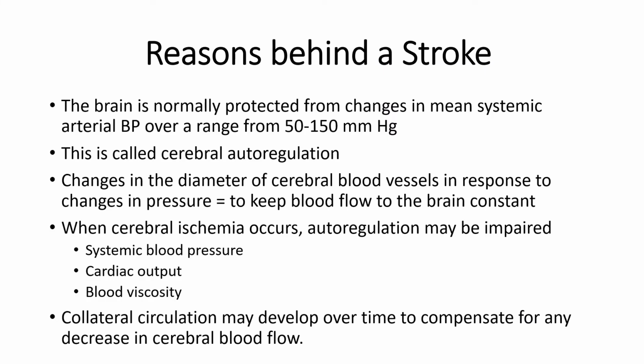So reasons behind a stroke. Why do strokes happen? So the brain is actually normally protected from changes in mean systemic arterial blood pressure over a range from 50 to 150 millimeters of mercury. This is actually called cerebral autoregulation, and we talked about that with ICP as well. So remember, our cerebral blood vessels, they constrict and they dilate, and they change depending on what kind of pressure is going on with the brain. And our bodies always know to keep that blood flow constant to the brain, and that's why the autoregulation happens.